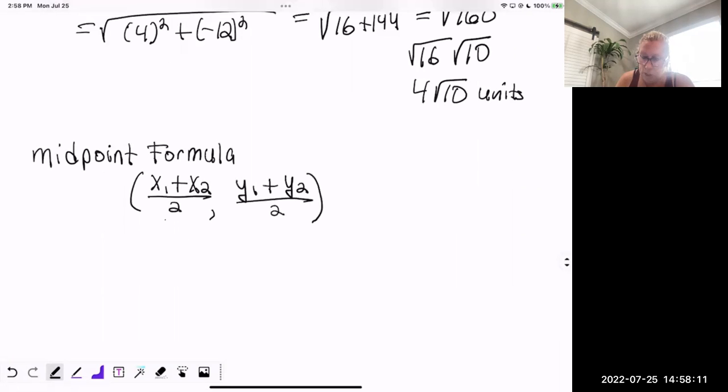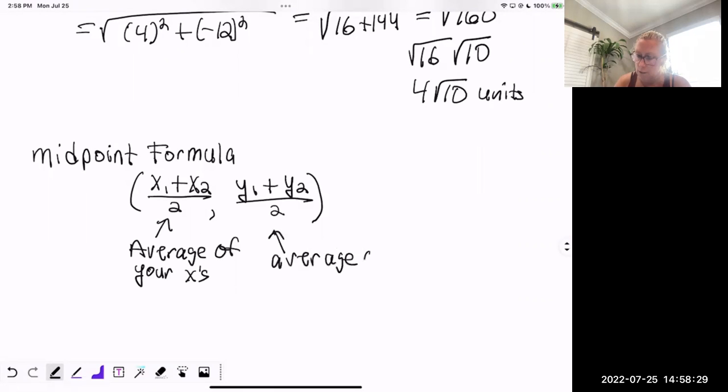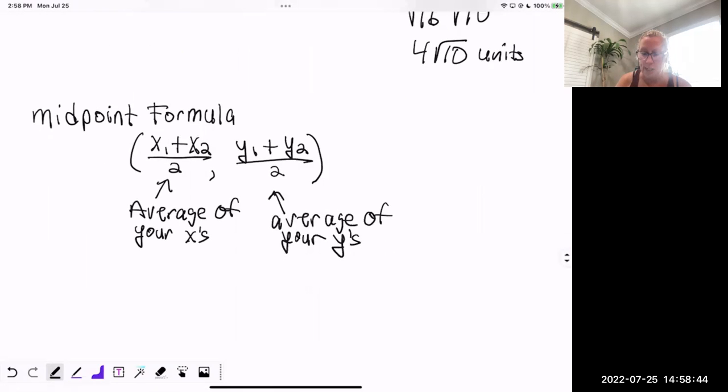All it's saying is when you take the average of numbers, don't you add the numbers and divide by how many numbers, right? This is just saying the average of your x's, add the two numbers, divide by 2. This is just saying the average of your y's. That's all it's saying. If you can remember it that way, there is no formula to remember. I have 2 numbers, I add them, divide by 2, average. I have 2 y's, I add them, divide by 2, average. Midpoint formula is just the average of your x's and then the average of your y's.